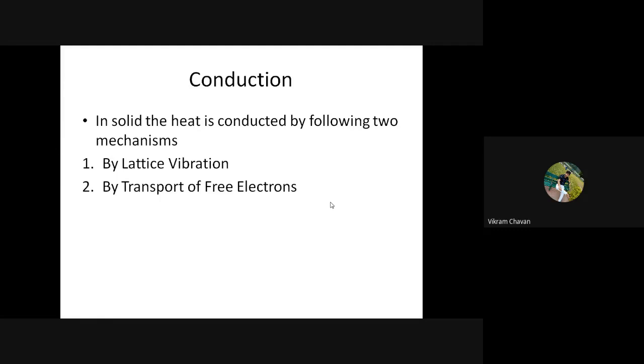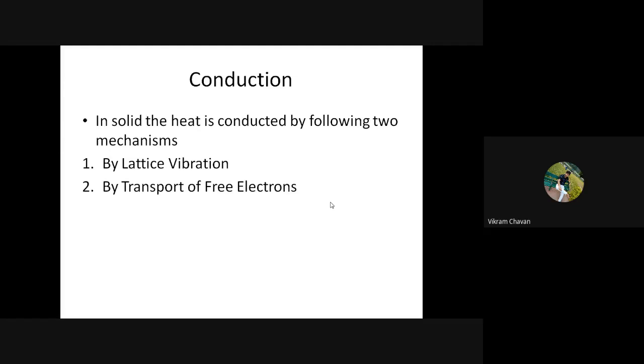Okay, so please note down: in solids, heat is conducted by the following two mechanisms. First one is by lattice vibration, or we can say molecular vibration also. Lattice means molecular vibration also. And the second one is by transport of free electrons.